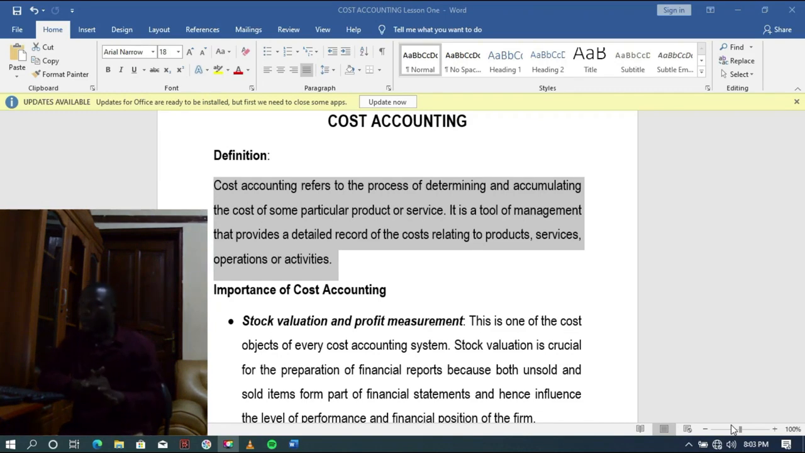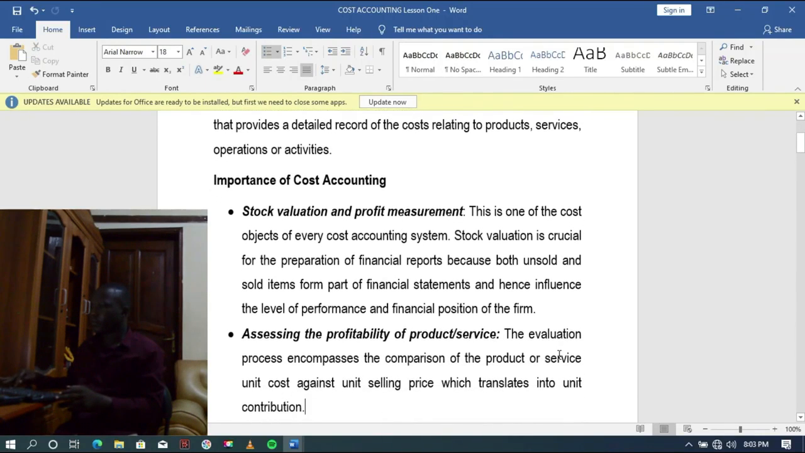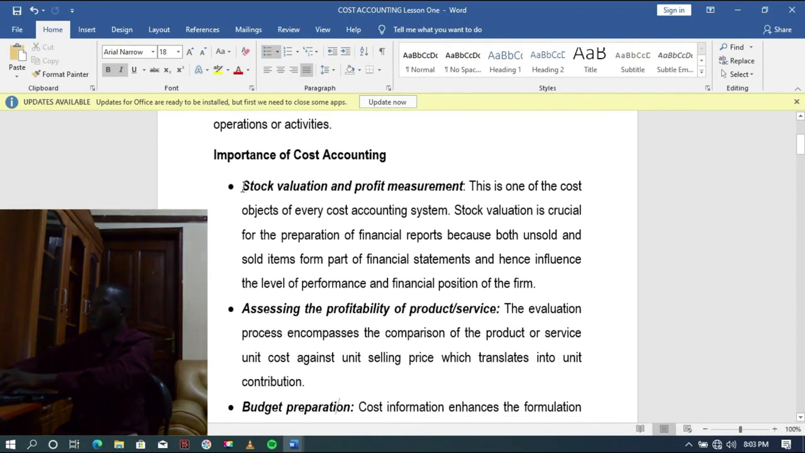So it is the process of determining and accumulating costs of some particular product or service. You find that to render a service or to produce a commodity, we need to incur a cost at a certain point in the process. So this assists us in cost management to ensure that at the end of the day we are able to tell how much we are earning from a commodity or from a service that we are offering. So it has some advantages, importances of cost accounting.